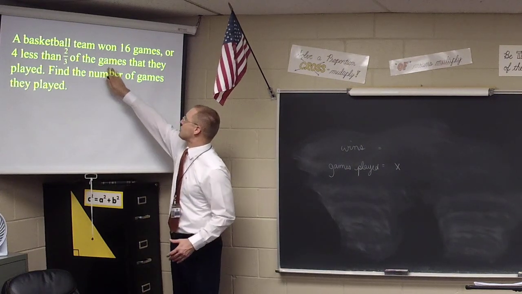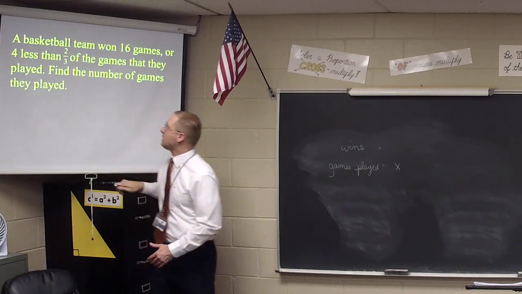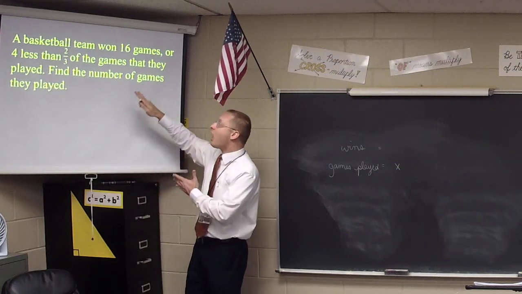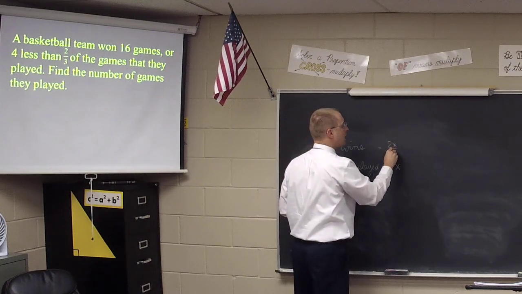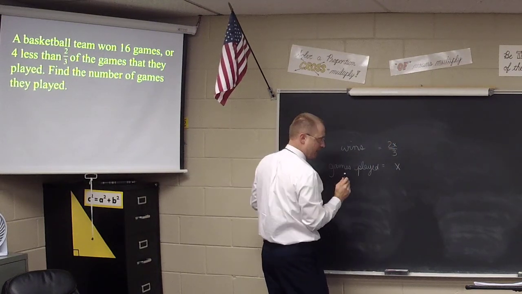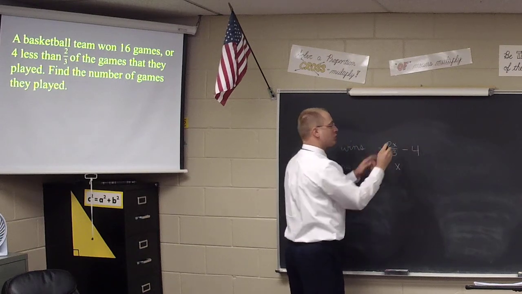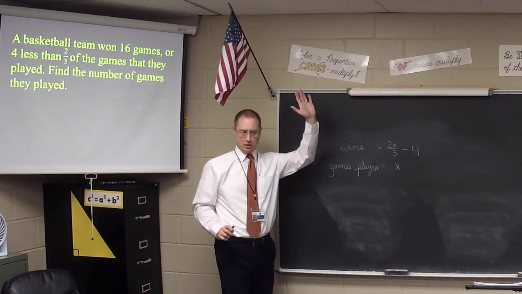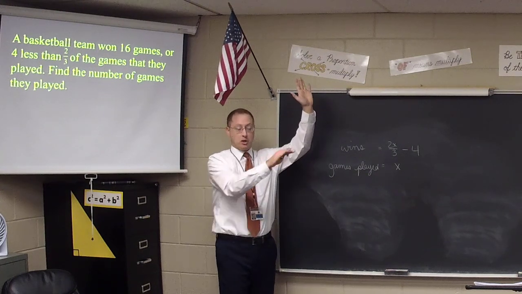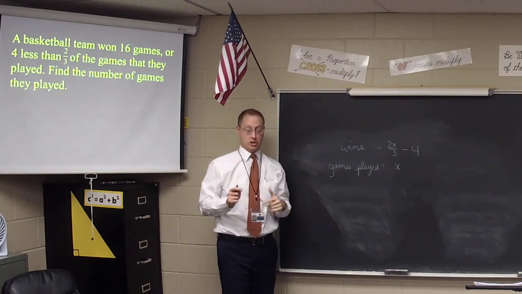And Lana, you said that games that they played is x. So 2/3 of, or times the games that they played, would be 2/3 x, or 2x over 3. But they won 4 less than that. So 2x over 3 minus 4. Does that make sense now? All right, questions on this?